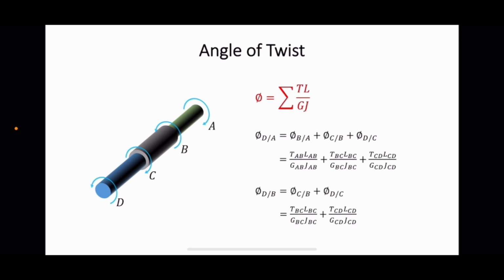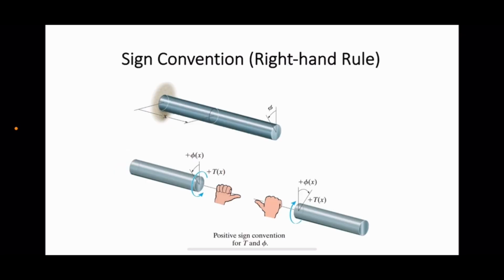Now, a very important note when we use this summation is we should follow the sign convention to avoid confusing ourselves. That said, the right-hand rule is commonly used to determine the side of internal torque and the angle of twist for each segment of the shaft.